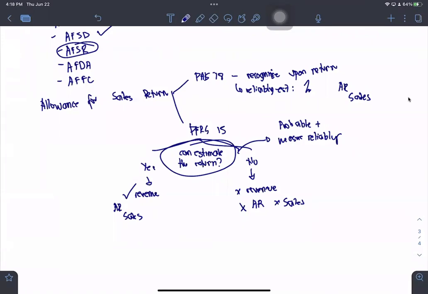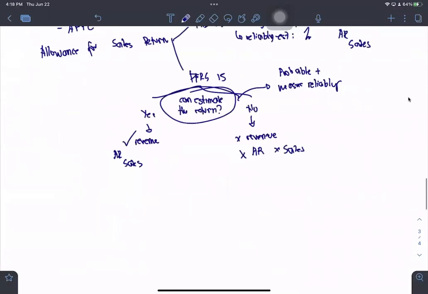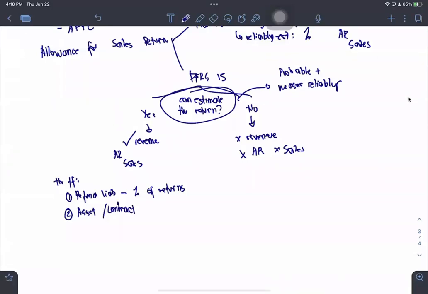Now, what happens then if you can recognize? If you can recognize, the following must be recorded in your books. The first one is the refund liability for the percentage of returns. And then you will also recognize an asset or a contract asset that is for the percentage of asset or item sold to be returned.